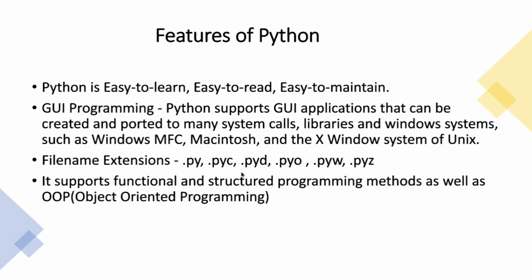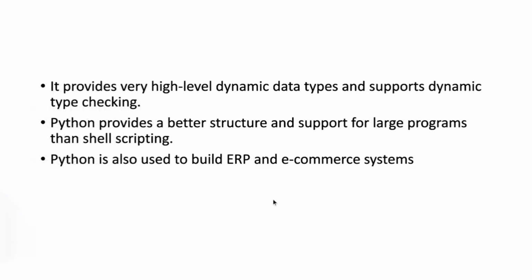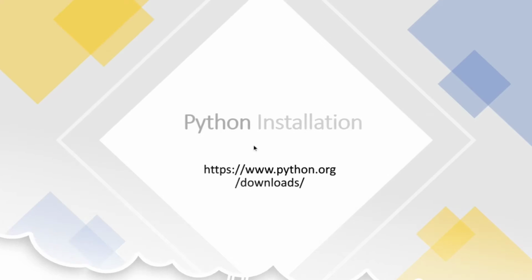File name extensions .py and .pyc are the extensions of Python. It supports functional and structured programming methods as well as OOP concepts. It provides very high-level dynamic data types and supports dynamic type checking. Python provides a better structure and support for large programs than shell scripting.